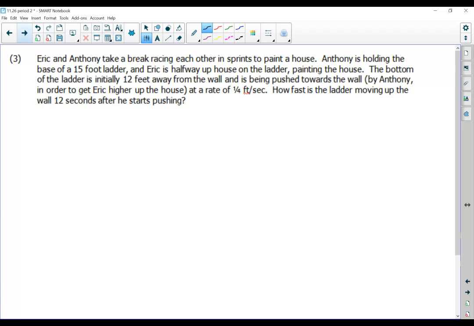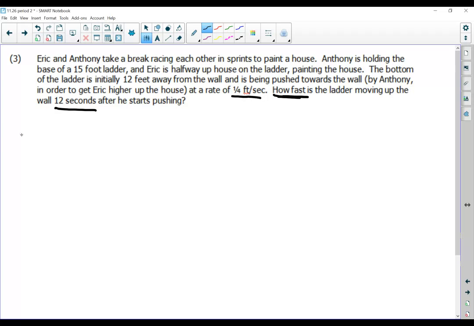So I read this, I'm like, oh my God, there's a lot of words. It is a situation. That situation has changing things, and I'm looking for how fast the ladder is moving up the wall 12 seconds in. So I can recognize this as a related rates situation: 1, because they're asking me to find a rate, and 2, the rates in the problem have to do with time. So those are your context clues.